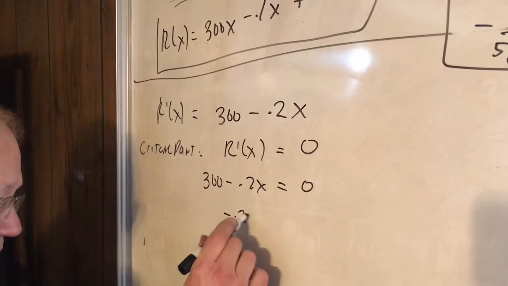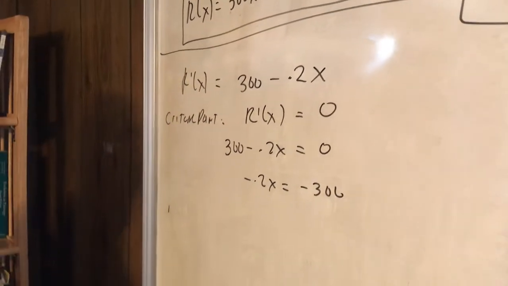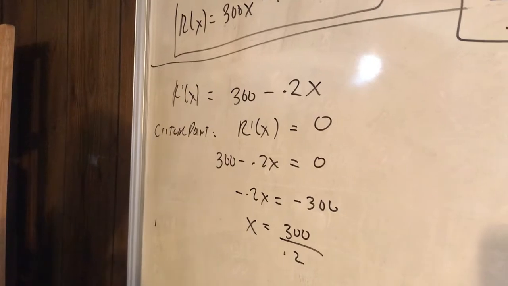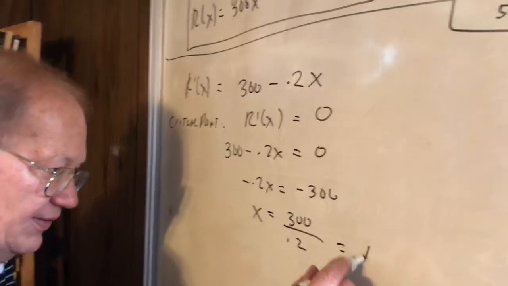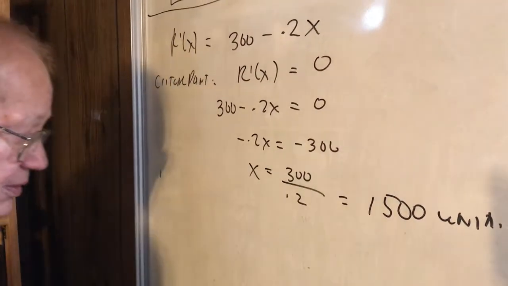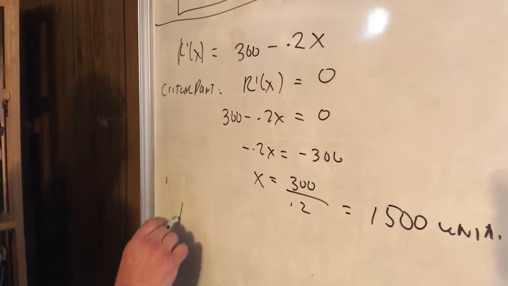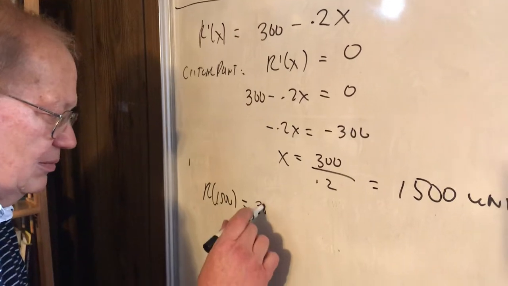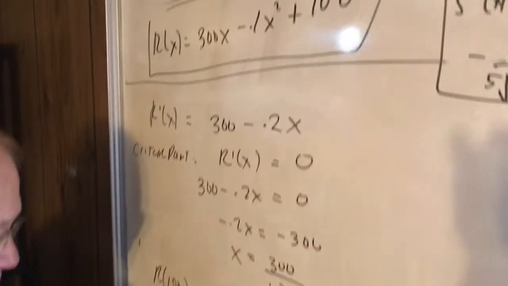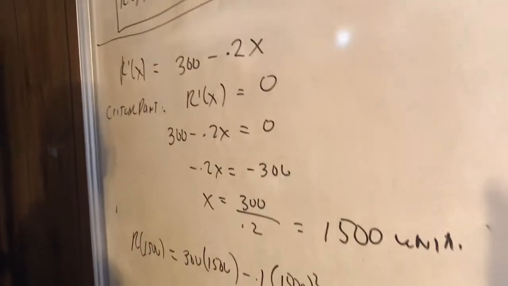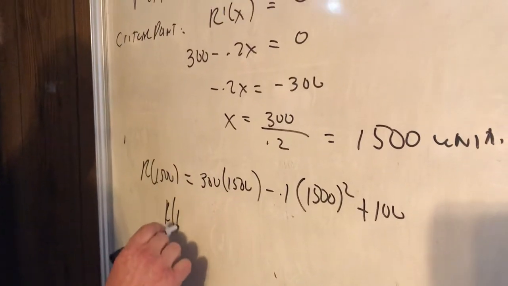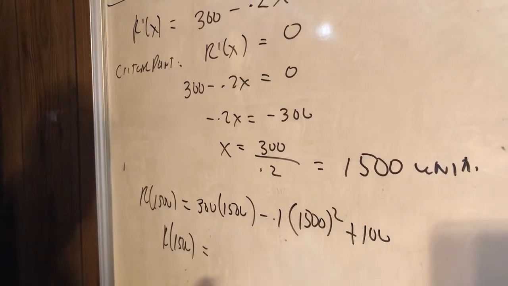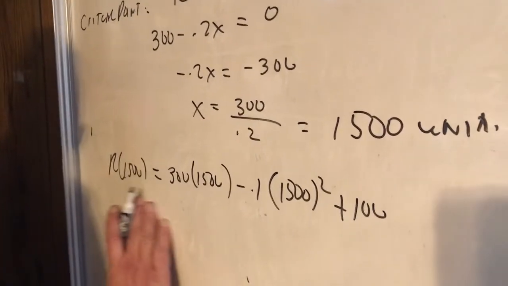Bring that over there. You got minus 0.2x equals minus 300. So the minuses cancel. x equals 300 over 0.2, and that's going to be 1,500. That's units. So now you want to see what is the R there. R at 1,500 is going to be equal to, we've got to go back here, 300 times 1,500 minus 0.1 times 1,500 squared plus 100. And R at 1,500 then comes out to be, have a little drum roll here, 225,100. Let's write that a little bit better.